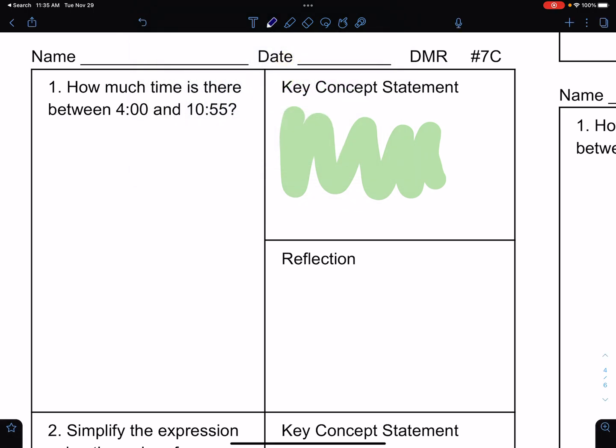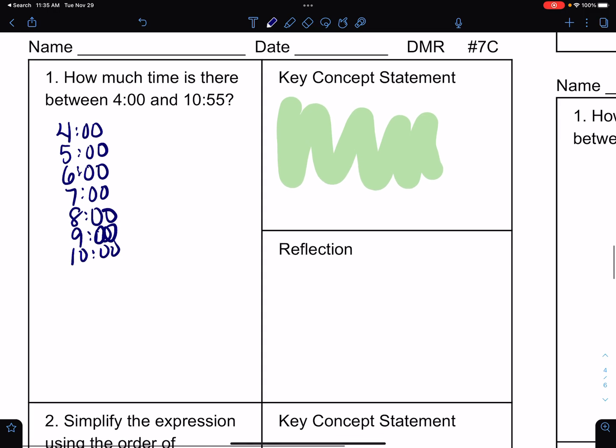So how much time is there between 4 o'clock and 10 o'clock? I'm going to count up: 4 o'clock, 5 o'clock, 6 o'clock, 7 o'clock, 8 o'clock, 9 o'clock, 10 o'clock. Okay, so that's 1, 2, 3, 4, 5, 6, 7. Nope, I did that wrong because I can't count that first one. My bad. This is 1, 2, 3, 4, 5, 6 hours.